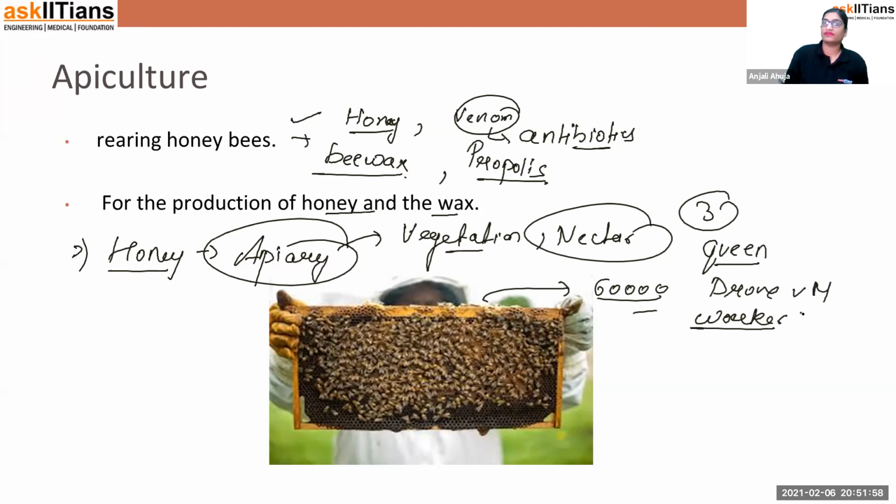Drone is only the male; worker and queen, they are the female. Now guys, understand this. Queen is only one in any of the colony. If you know the process of swarming, do you know what swarming is?